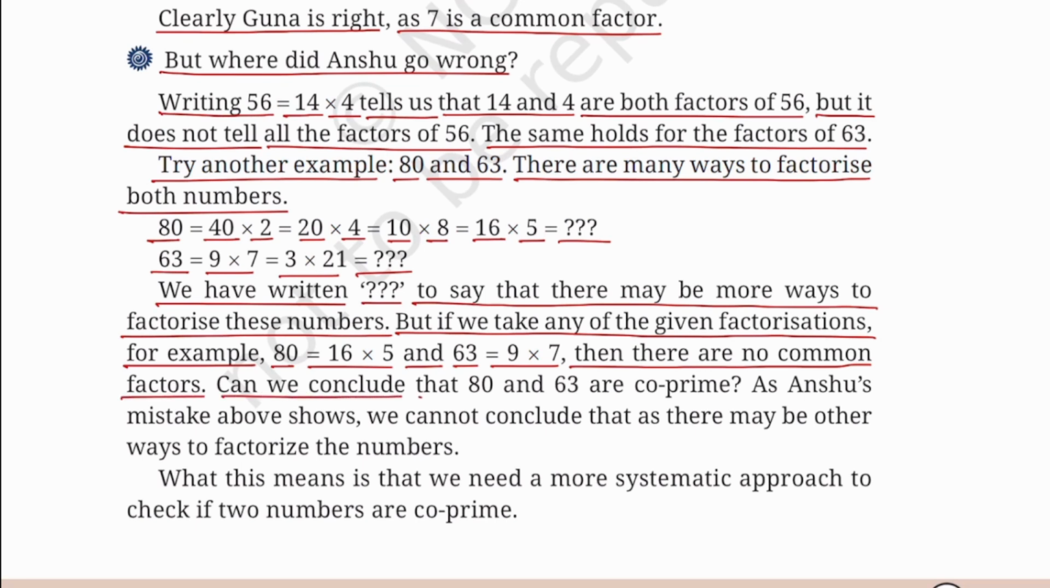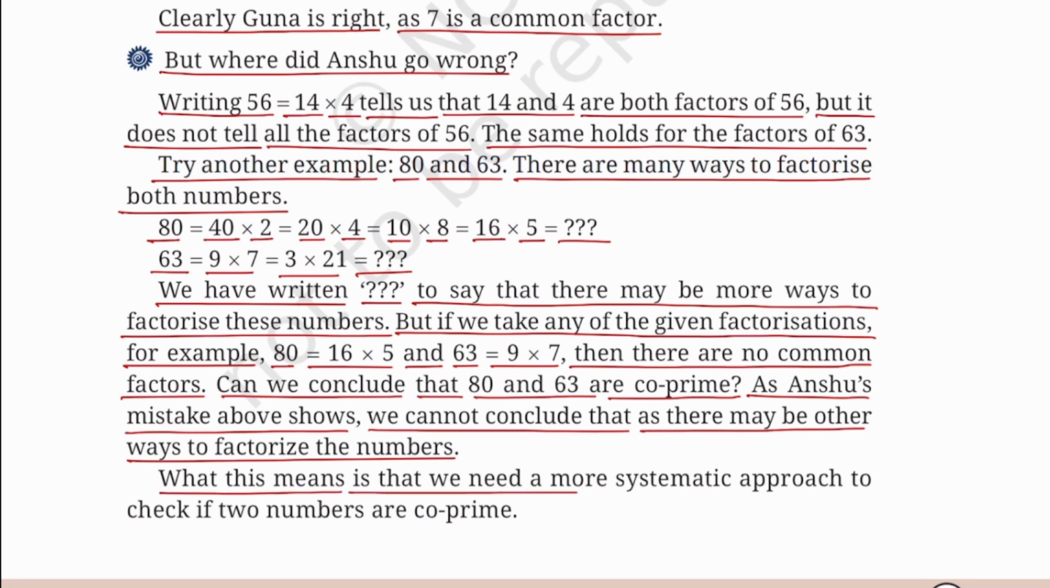Can we conclude that 80 and 63 are co-prime? As Ansu's mistake above shows, we cannot conclude that, as there may be other ways to factorize the numbers. What this means is that we need a more systematic approach to check if two numbers are co-prime.